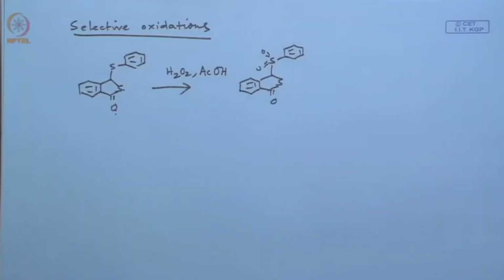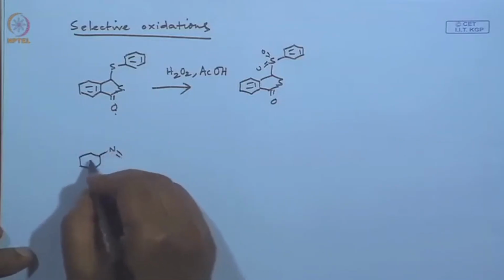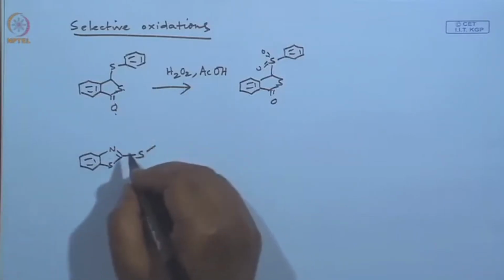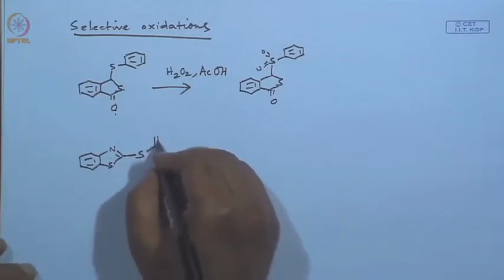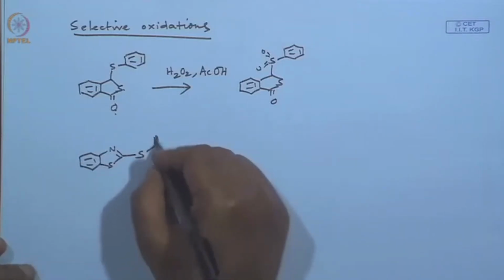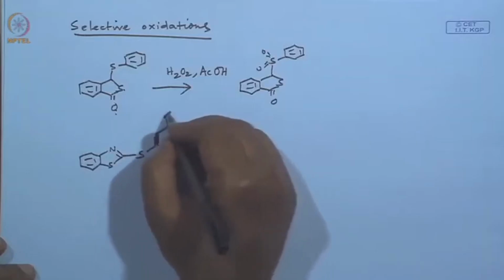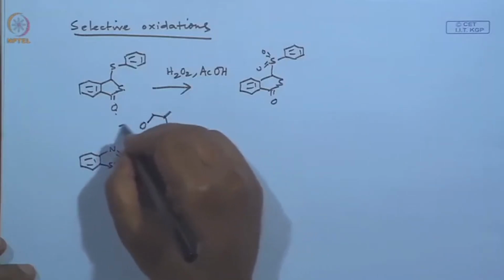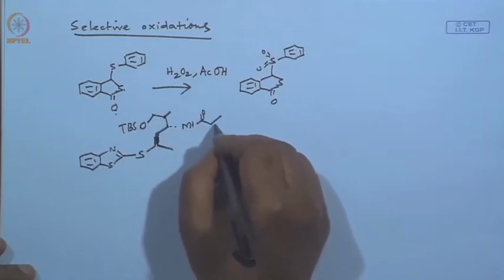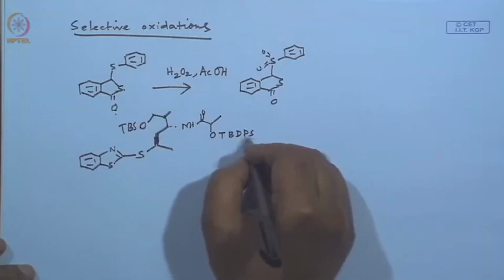Let me give you one more example. This is a little complicated, but you do not have to memorize it, just get the point here. This is benzothiazole. Then you have a sulfur here, and a methyl group here, then you have all kinds of groups here and there. This is TBS, and then you have an amide bond here, and then in this case TBDPS.